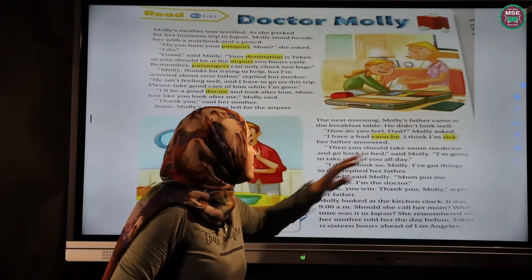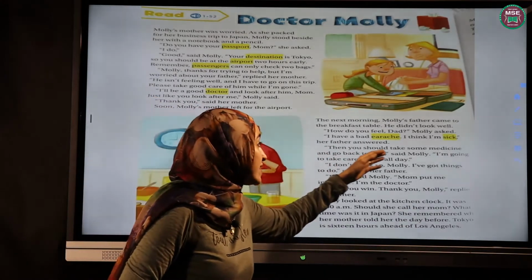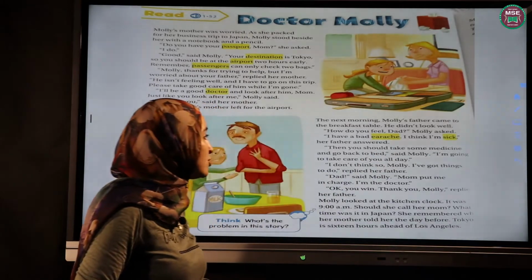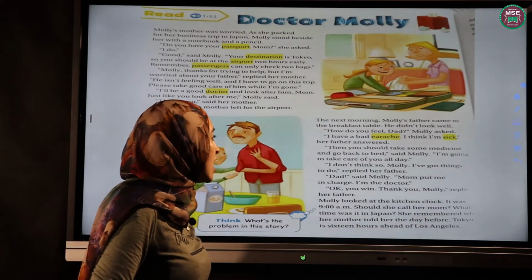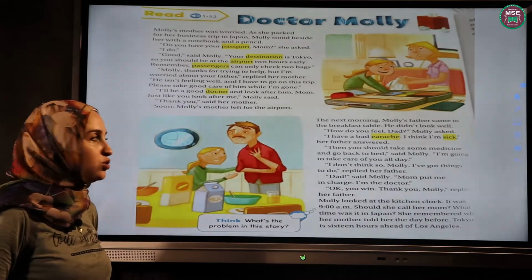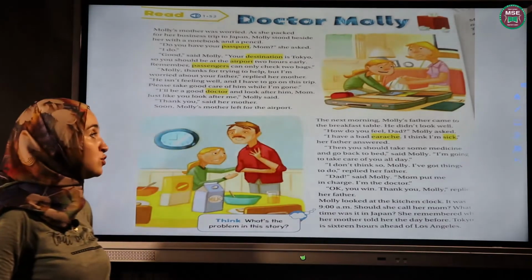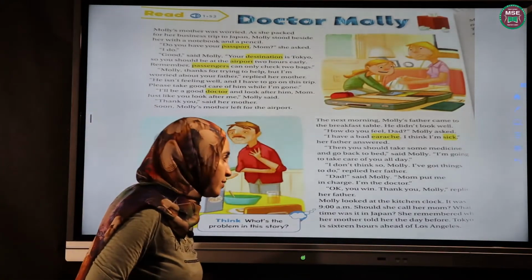"I think I am sick," her father answered. "Then you should take some medicine and go back to bed," said Molly. "I'm going to take care of you all day." "I don't think so, Molly. I have got things to do," replied her father.